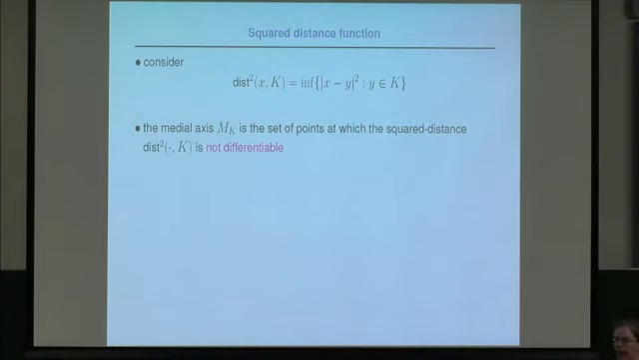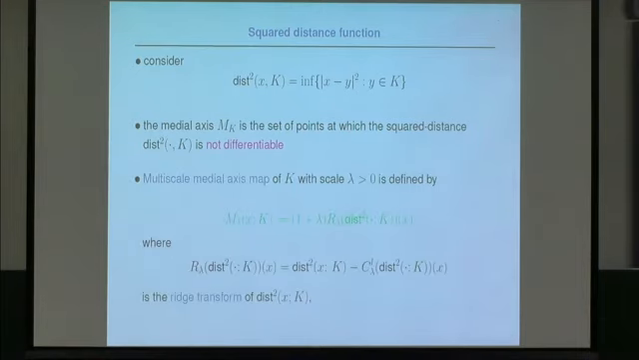And the medial axis is precisely the set of points at which this squared function is not differentiable. Okay, so this gives us a characterization of the medial axis in terms of a singularity set of some function, right? And you can probably guess what's coming next, because now we define a so-called multiscale medial axis map, and I'll describe why I call it multiscale in a moment, which is defined to be some scaling of the ridge transform of the square distance function, right?